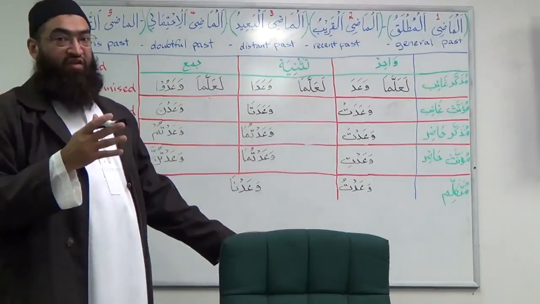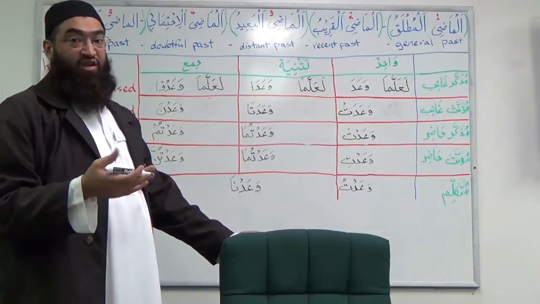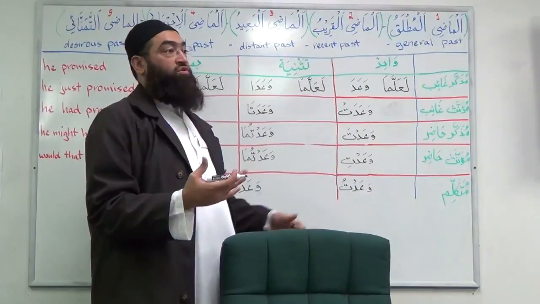Ma is a harf for negation. Qad doesn't change, it's for certainty. In the same manner, this is for showing doubt.